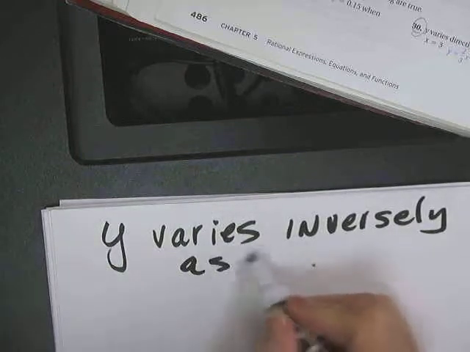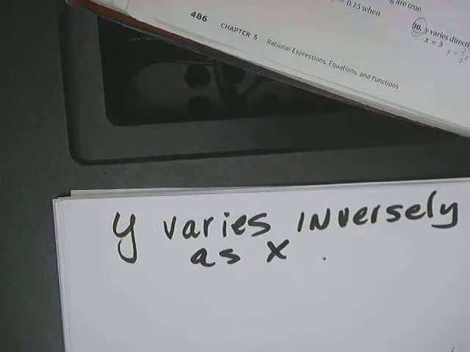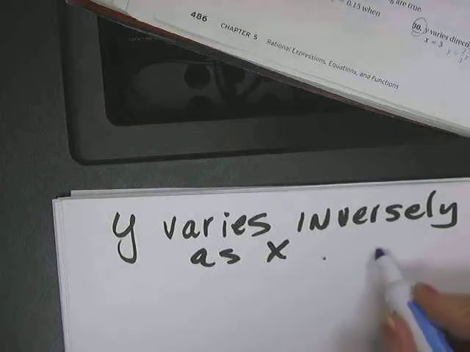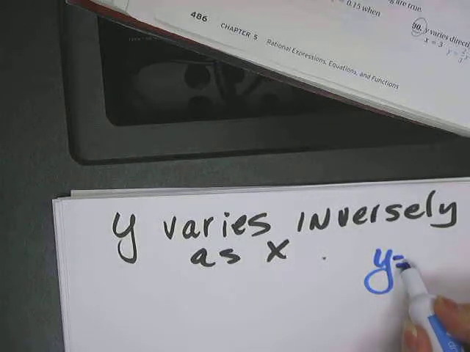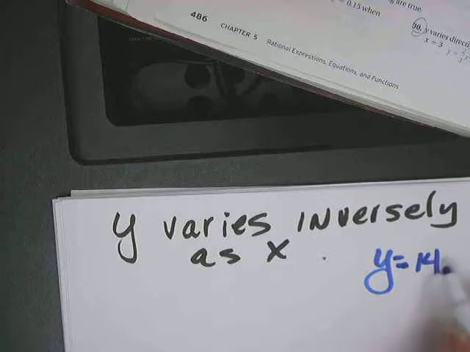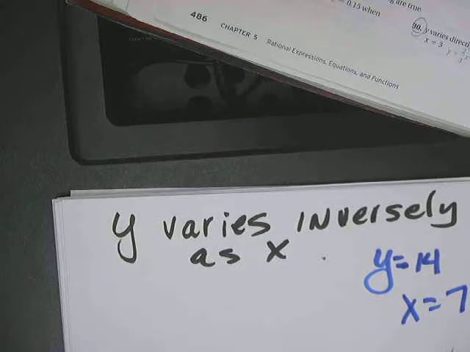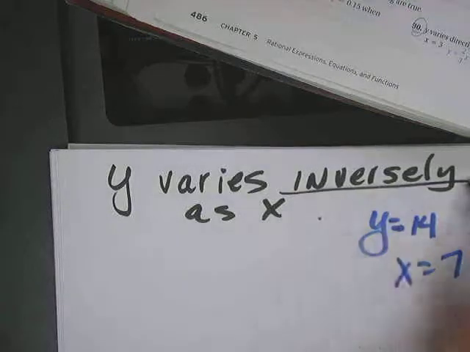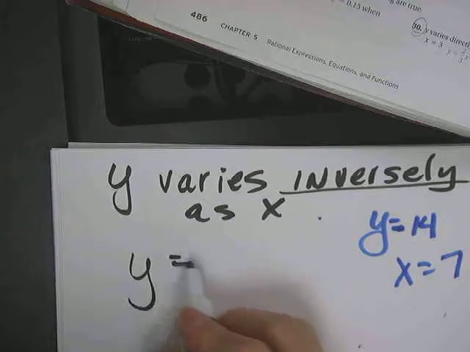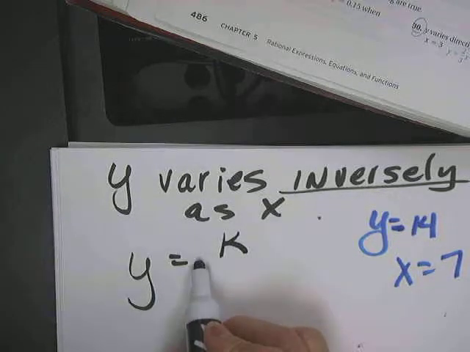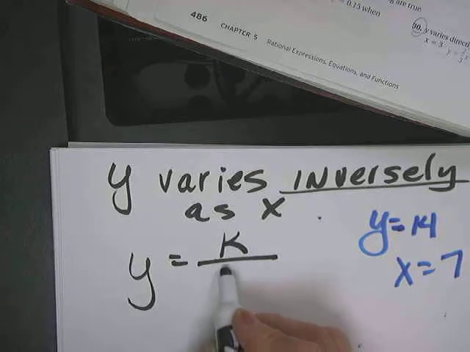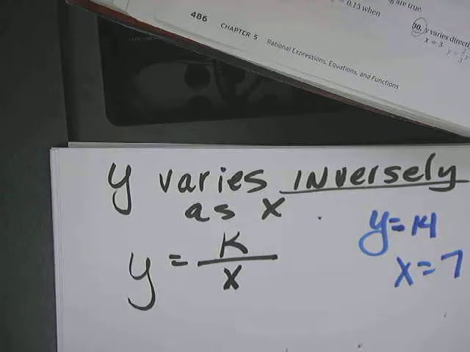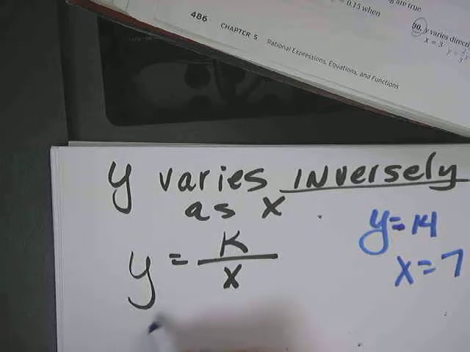So that's an inverse variation. We should probably do another inverse, huh? Okay, let's do y varies inversely as x, I'm sorry. Instead of the square, just y varies inversely as x. And let's do this when y is 14 and x is 7.